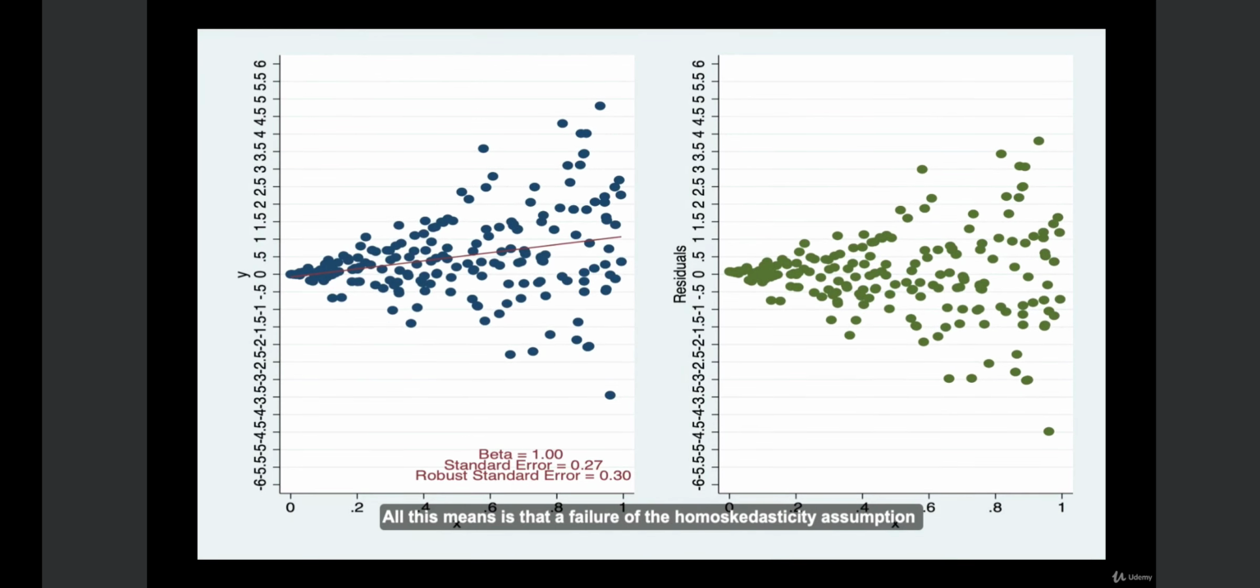All this means is that a failure of the homoscedasticity assumption leads to less precise estimates. In the real world, with modern datasets, a failure of this assumption often has little overall effect on the actual results, and most practitioners do not focus on this assumption a lot.